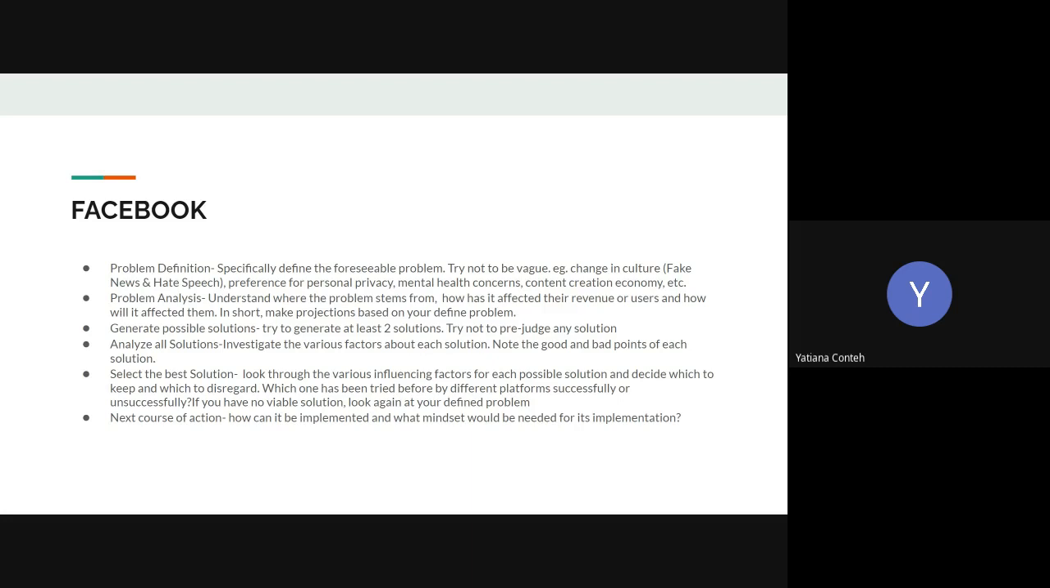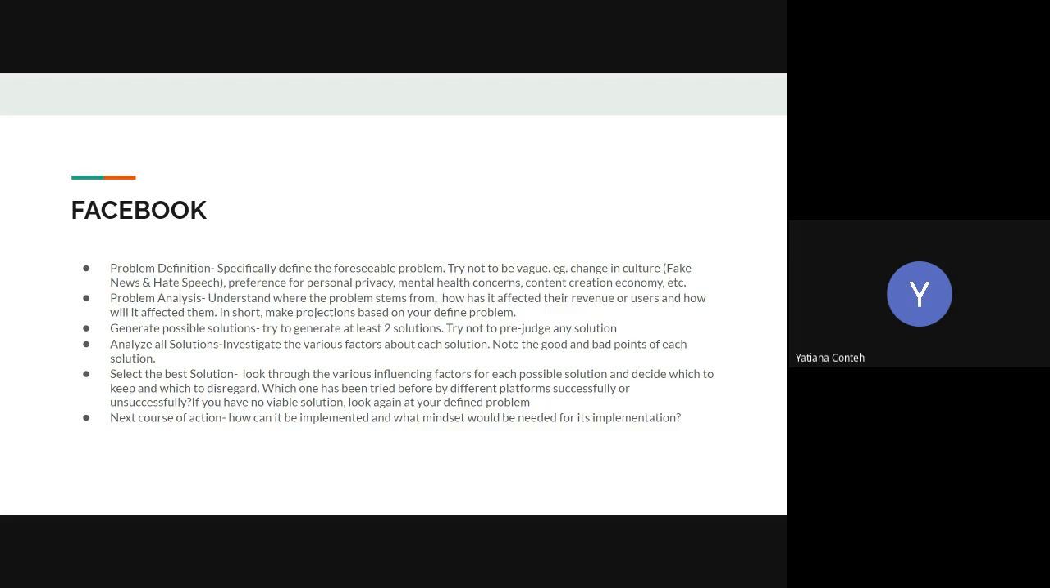After that, the next step is analyzing those solutions. It's good to say, because they have a lot of fake news on Facebook, I just need to proffer a solution that they should just close down the accounts of everyone who seems to be like a troll, or everyone who posts any fake news, you need to suspend their account. That might be good, but then take it a step further. Analyze the solutions, okay? Investigate the various factors about each solution. So factor in different things.